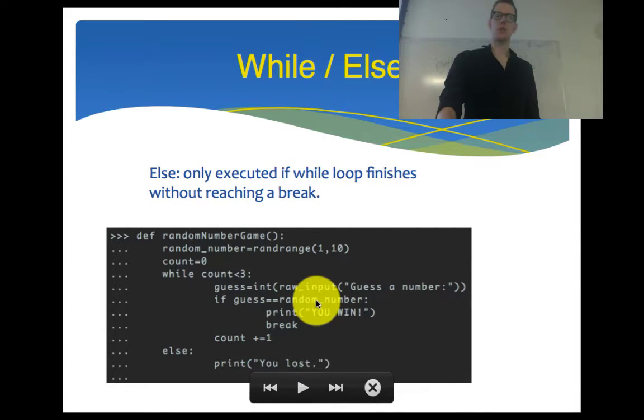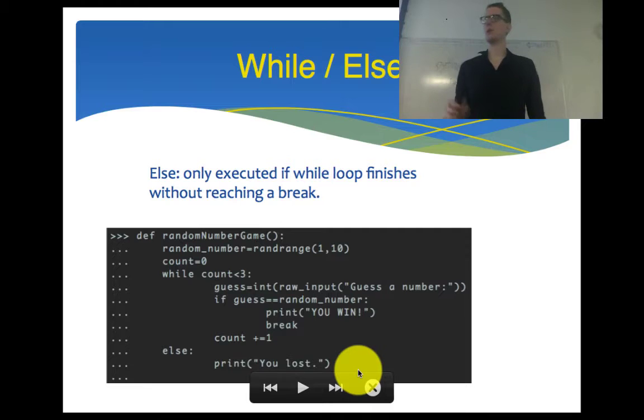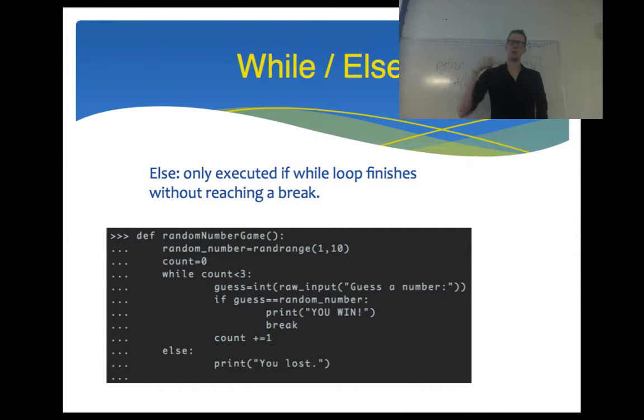If their guess is not equivalent to the random number, let's add 1 to the count, then it will go back to the top of the while loop, find that the count is 1, 1 is less than 3, it's going to give them another guess. It'll add 1 to the count if they get it wrong again. Once the count gets to 3, it will say 3 less than 3 is false, so the while loop will finish. Because the while loop finished with the condition turning from true to false, the else statement will be executed and it will print you lost. So the only reason the else statement is executed is because the while loop finished with the condition turning from true to false rather than from the break statement.